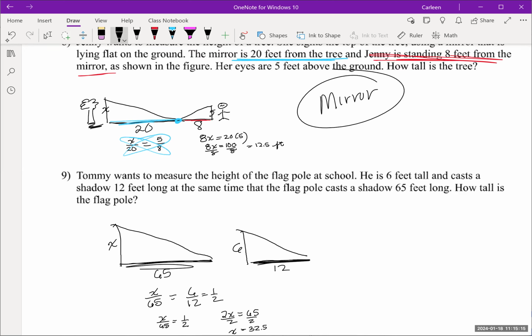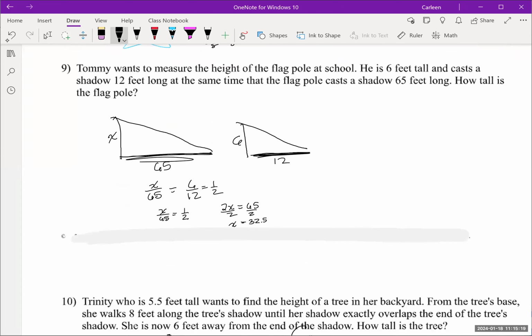Yeah, the mirror one. So when you see the mirror, that's your picture. Type number 2, two shadows. Two shadows, that's your picture.